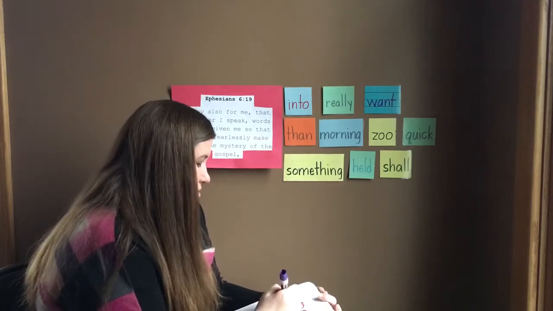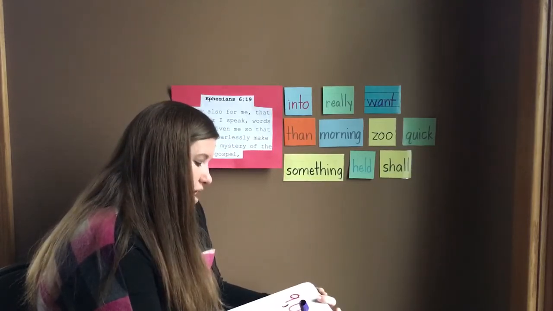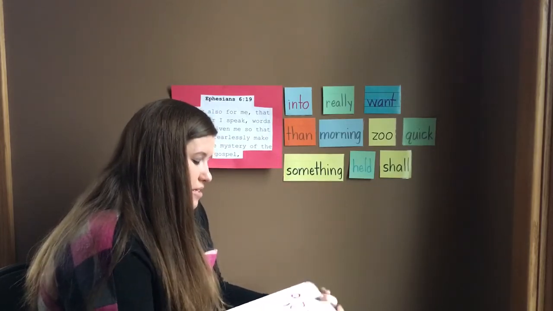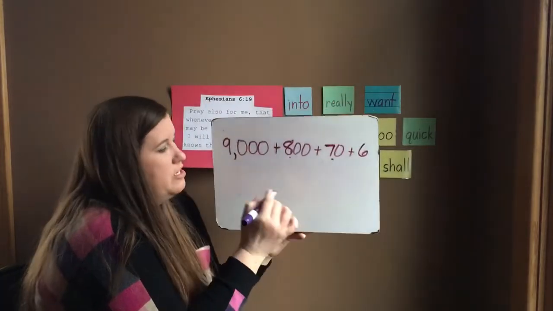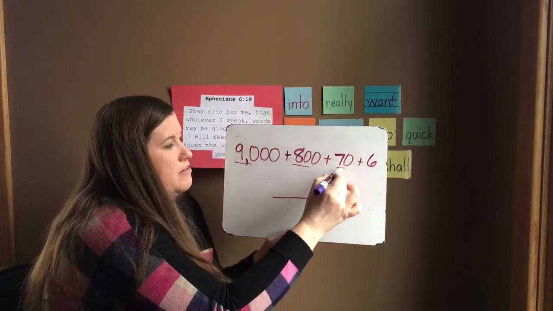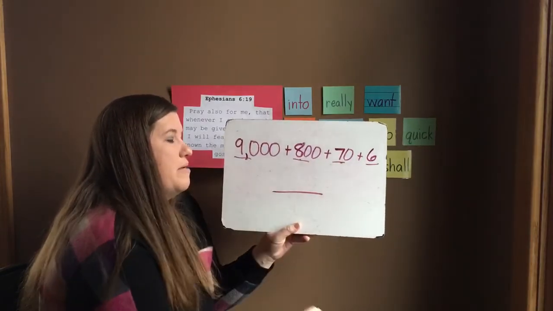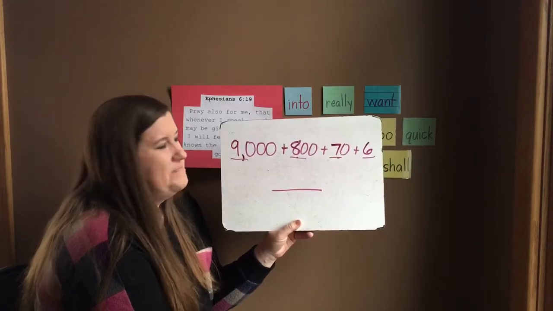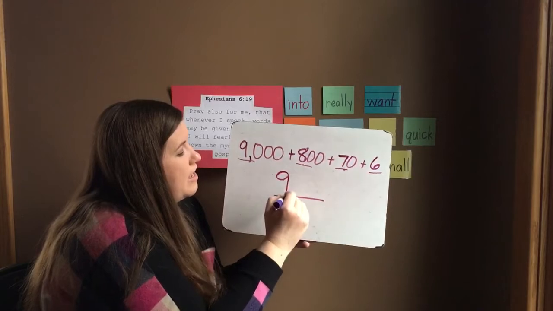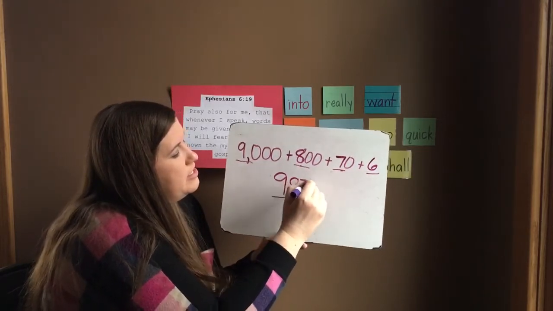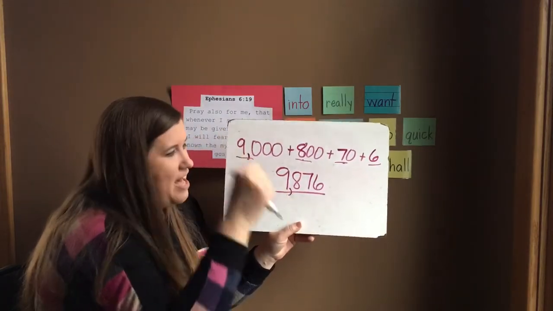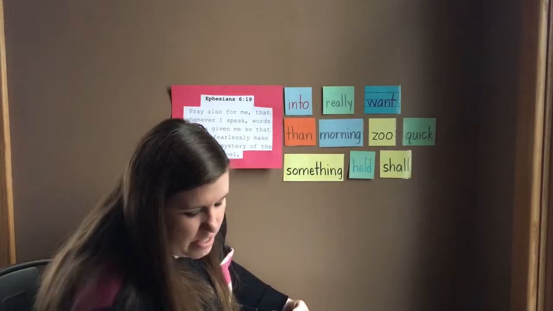All right, so let's do a big one. 9,000 plus 800 plus 70 plus 6, okay? So if we are looking to write the standard form of it, we're just going to grab that one, grab that one, grab that one, grab that one. Okay, what is that? I'll give you a second. Don't forget your comma. 9,876. Did we all get that? Thumbs up. Good job. Okay.